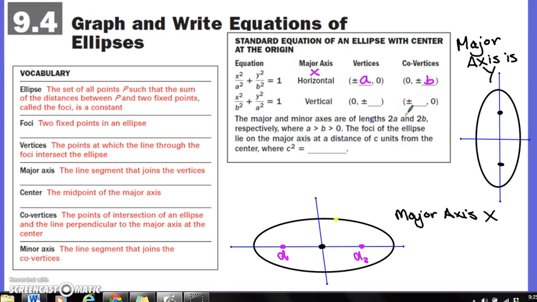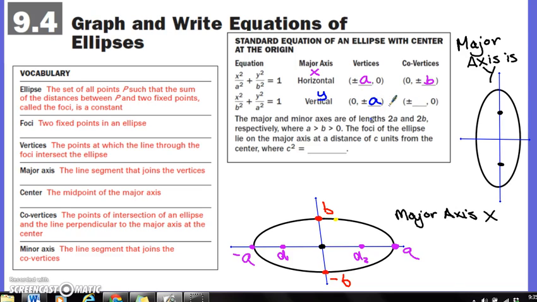So the vertices, if this is horizontal, this will be a positive a, this will be a negative a. And your co-vertices are along the minor axis, so this would be a positive b, this would be a negative b, because that's where they're positive and negative along the coordinate plane. It is opposite for the second equation, because there the vertical axis is your major axis, so that's the y-axis. So then this will be plus or minus a.